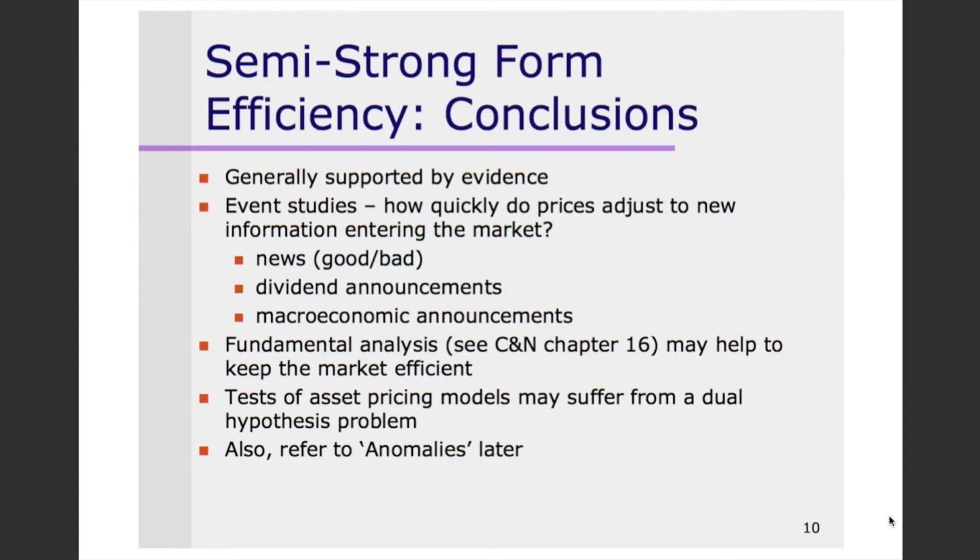Okay, finally in this section, the strong form of efficiency. Obviously here we're talking about inside or private information particularly. So this is much harder to test. How would you test whether someone used insider trading? That's much more difficult to establish. Of course, regulators have to be sophisticated to detect those things. But from the point of view of trying to have some evidence, it's quite difficult compared to the other two forms.